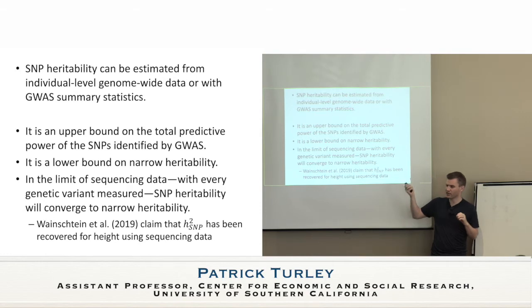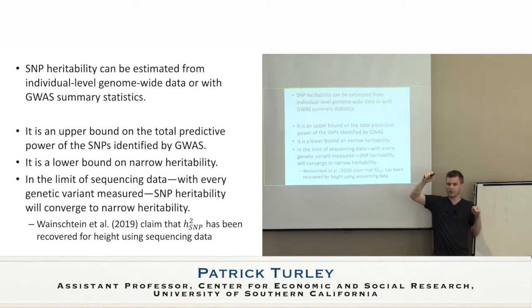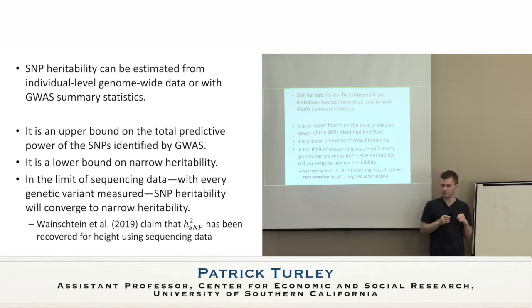So I have a bunch of claims here. SNP heritability is an upper bound on the total predictive power of the SNPs identified by GWAS. Okay, yeah. So the point here, sorry, I was realizing that didn't say what I thought it said. The point is, we do a GWAS, we find 30 SNPs that are associated. And we ask, how much of the phenotype is explained by just the 30 SNPs that are genome-wide significant in our GWAS? And I'm saying that that's going to be less than the SNP heritability.